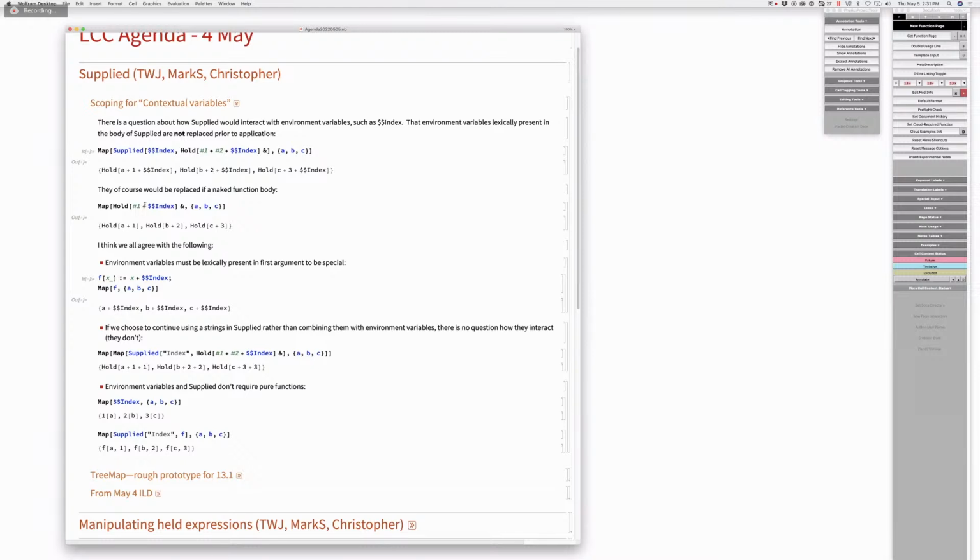We need to lexically scan the input, just like in supplied, we lexically scan things. And then the question is, how do supplied and contextual variables interact? Which is sort of okay. I've got an outrageous suggestion. Okay. Which is to actually change this at parse time.